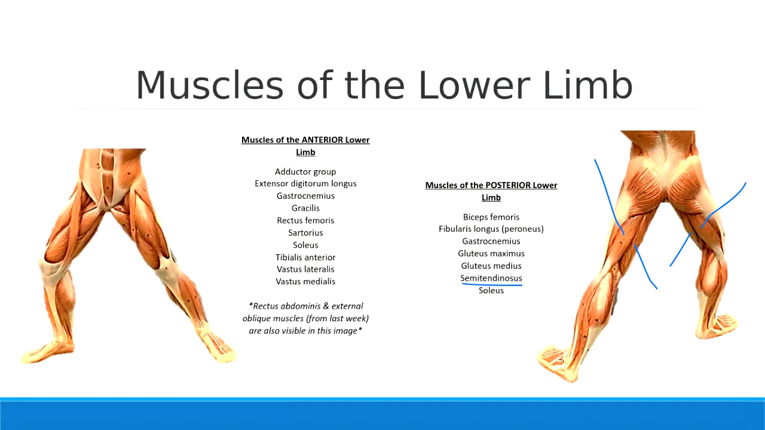I just remembered, Carrie, we purposely didn't have you memorize the location or identify the semimembranosus because it's so small. We can't really see it. So that's why it didn't make the list. We can really only see semitendinosus and biceps femoris. That's why we didn't include that.